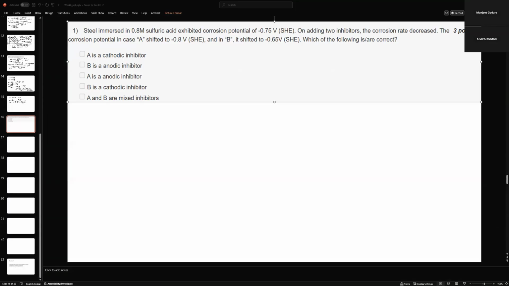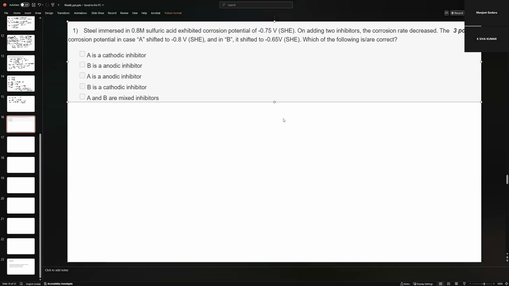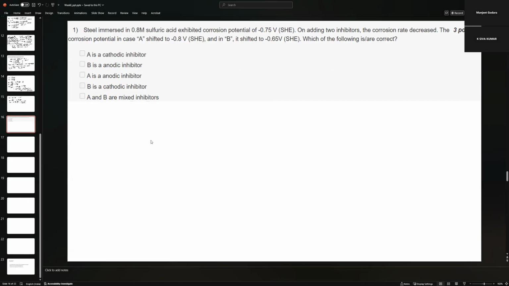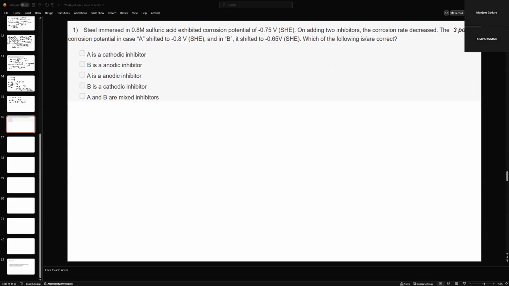If it is becoming more negative, it becomes cathodic, and if it becomes less negative, more positive, it becomes anodic. I think it was shown in one of the video lectures, where the professor showed which side the potential shifts for cathodic or anodic inhibitors.